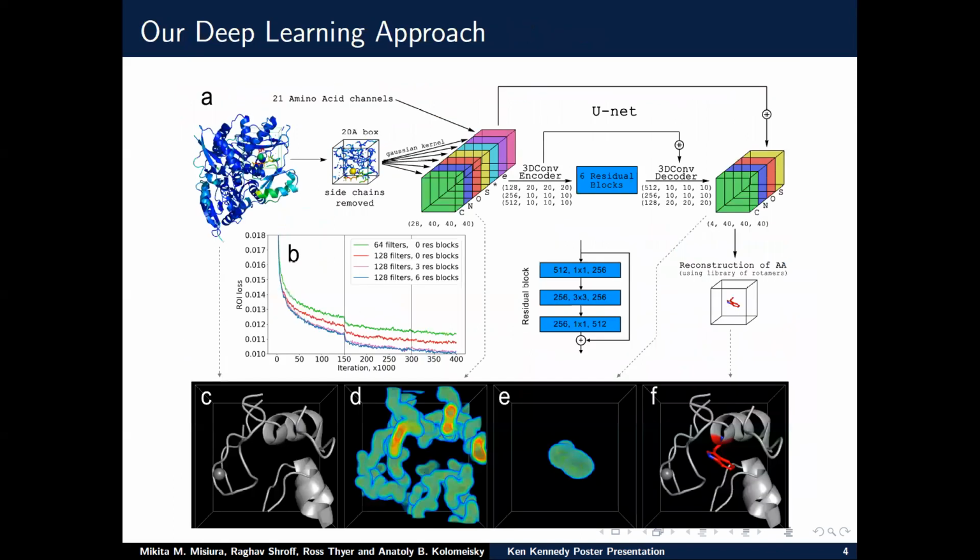In this work, we trained a deep 3D convolutional neural network to solve this problem. I will not discuss any details right now, but feel free to reach out to me during the poster session with any questions. I will be happy to dive into details.